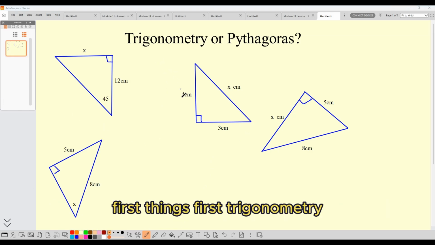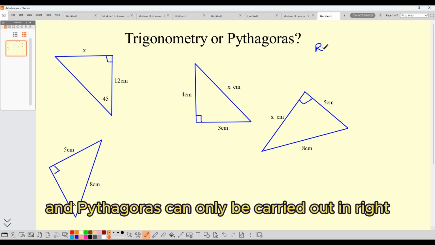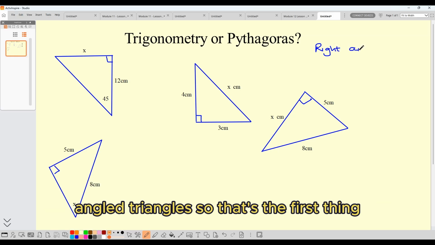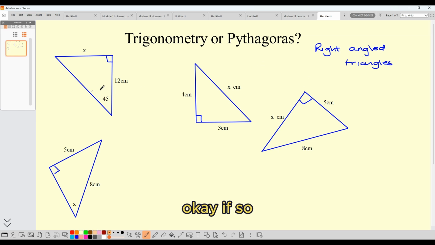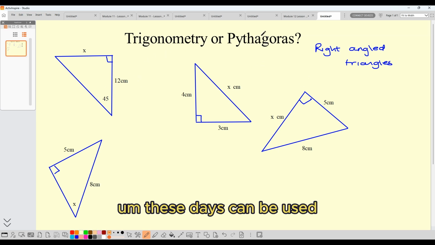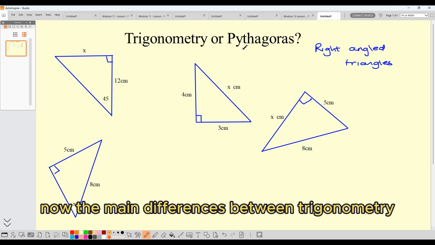First things first, trigonometry and Pythagoras can only be carried out in right-angled triangles. So that's the first thing. Are they right-angled triangles? And are you trying to find side lengths? Okay. If so, these can be used.